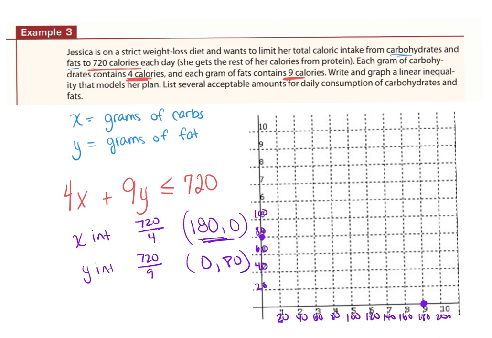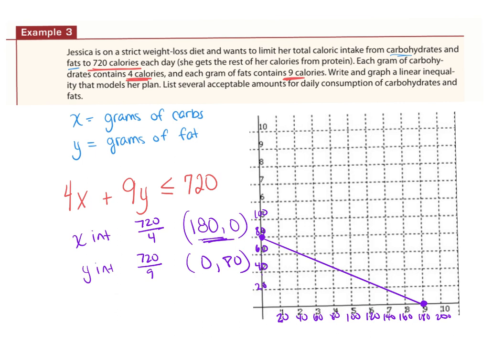So I now have 2 points for my line. I can graph it. I'm going to do the same thing at this point. So once I get my two intercepts, I'm going to decide is this solid or dashed. In this case, this guy's going to be solid. So I'm going to connect those two dots with a solid line, all right?